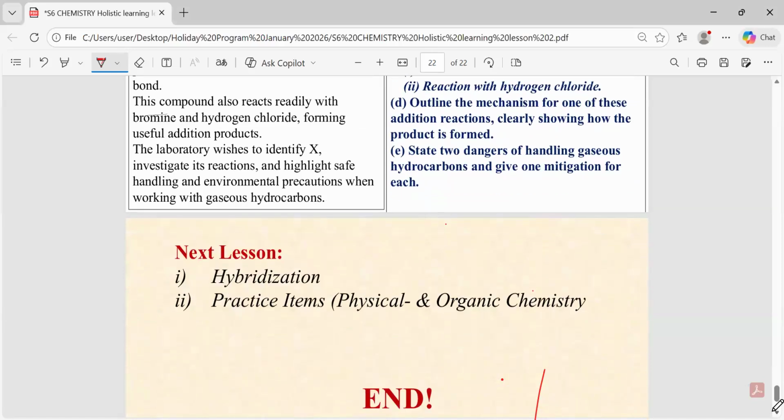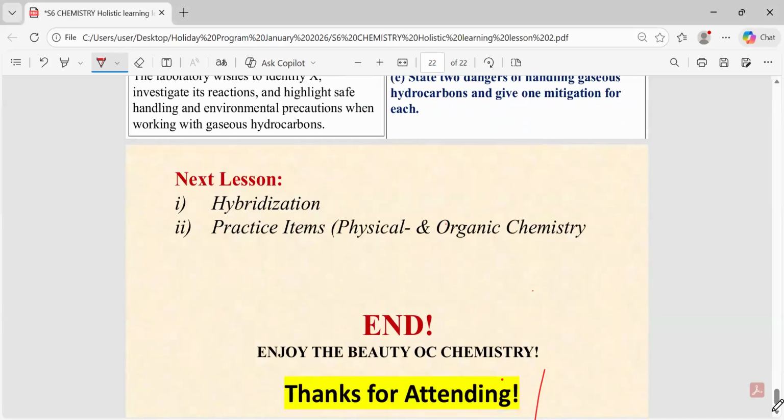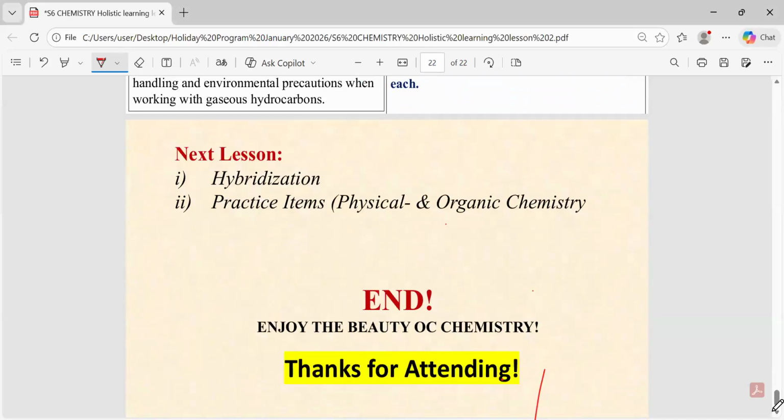As I end, as I said, in our next lesson we shall be looking at hybridization, but also completing what we have left out, those two mechanisms and equations. And also in our next lesson, we shall look at practice items, both in physical and organic chemistry. Otherwise, I want to end at this.